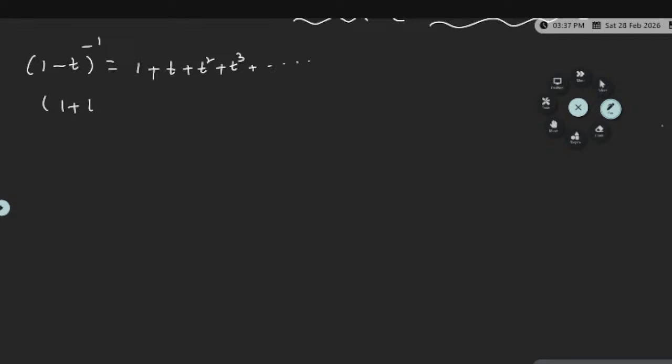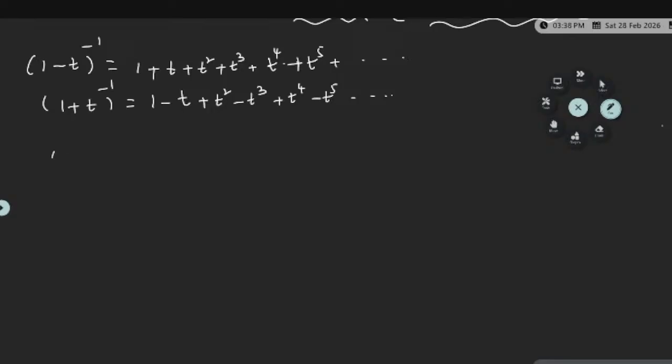1 plus t whole power minus 1, alternating terms: 1 minus t plus t square minus t cube. Here also plus t power 4 plus t power 5, and so on. If these two are the same sign, it generates a positive series, and if one is positive and another one is negative, it will generate an alternating series. Alternating series means the terms which are alternately positive and negative.